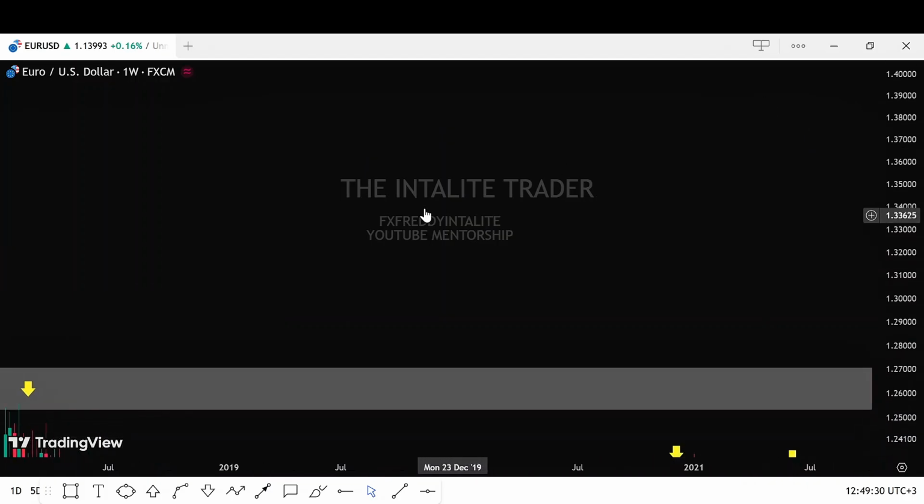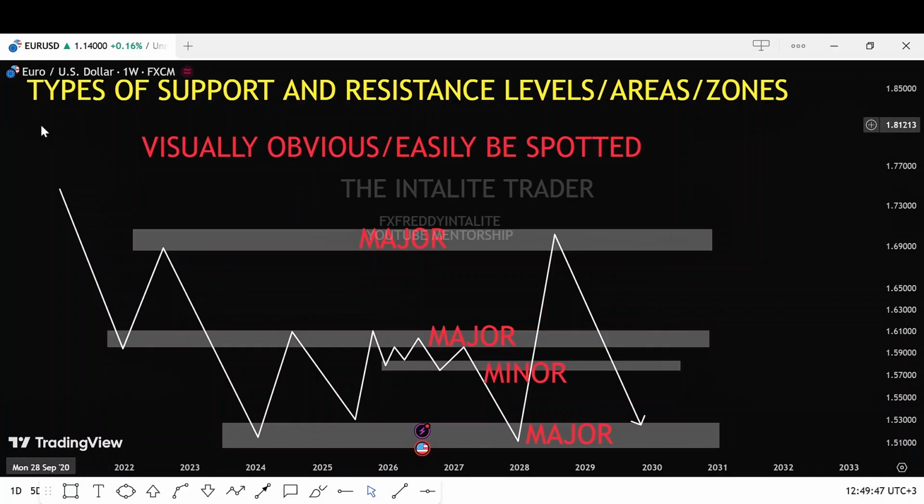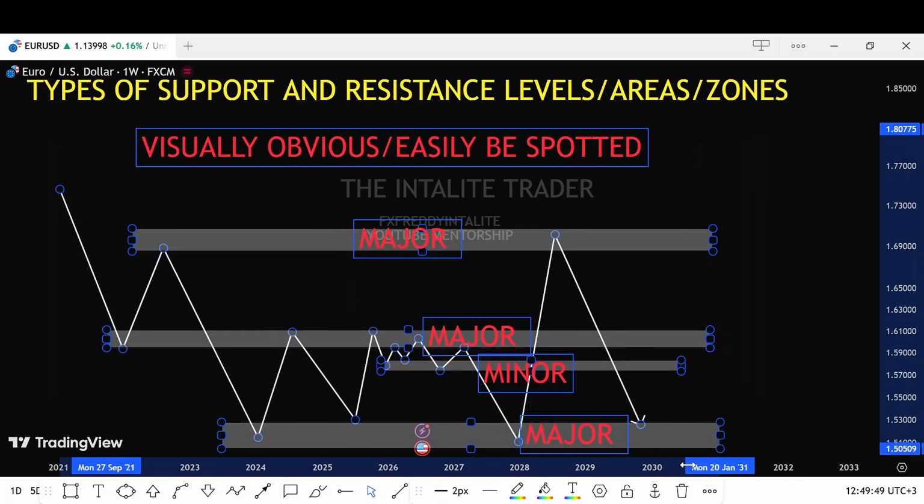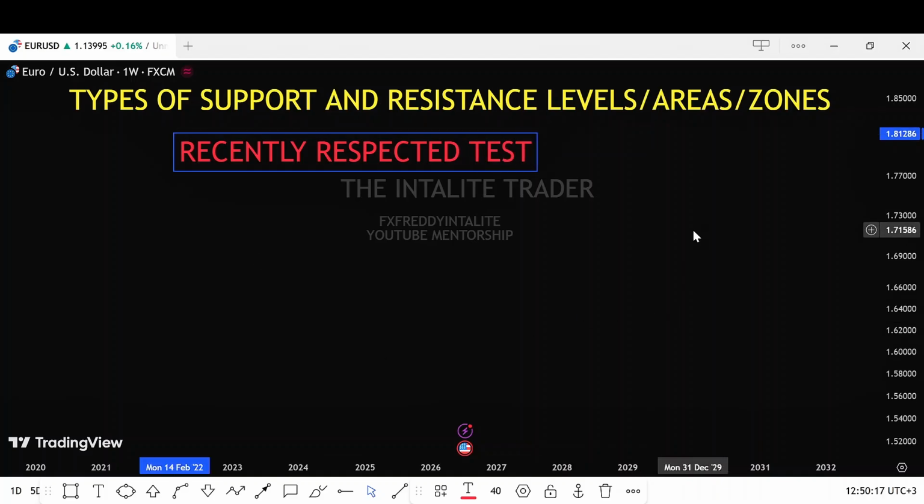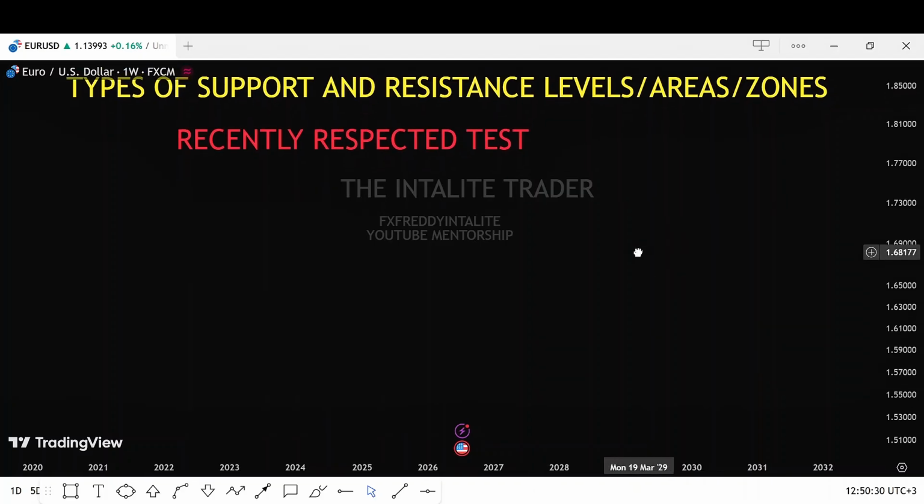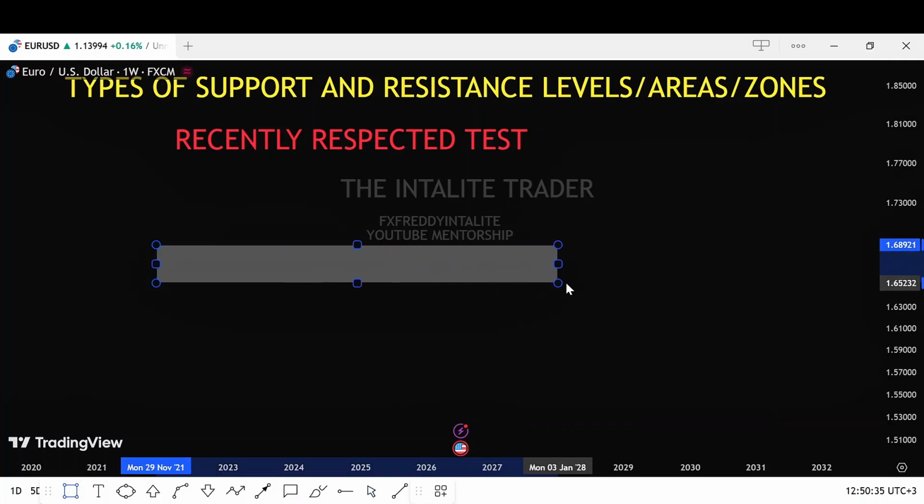Let's look at another type of support and resistance. We are looking at support and resistance: recently respected levels. So here, recently respected levels.